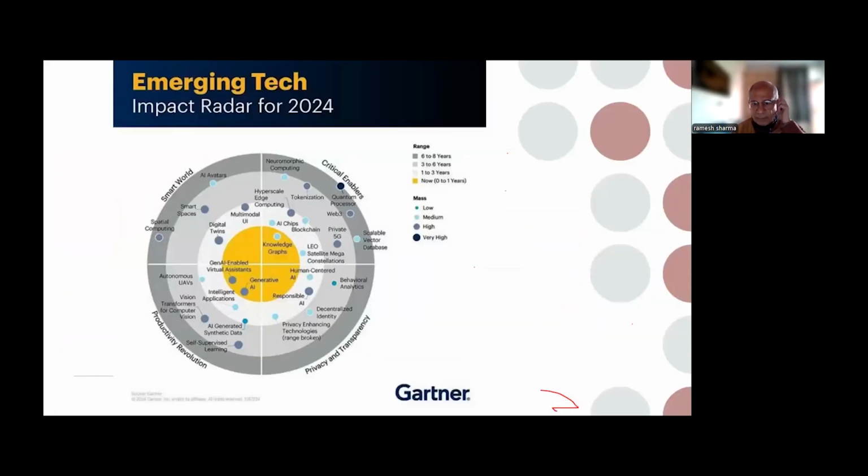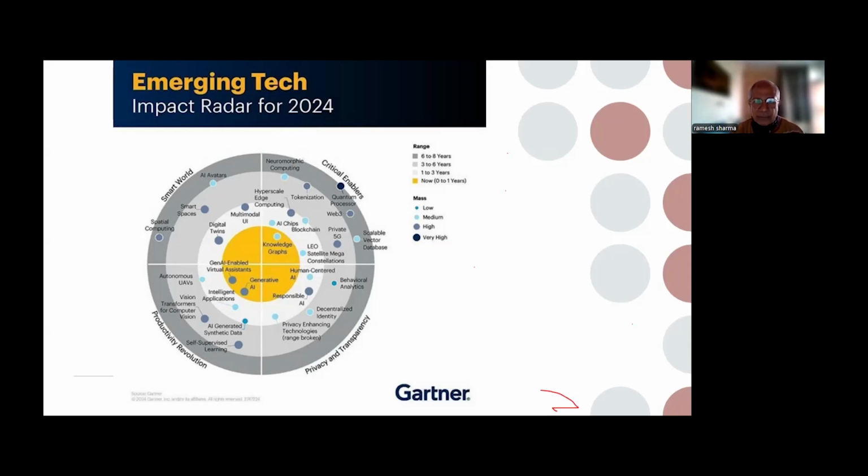This is the impact radar. Although now we are in 2025, it's hardly the month of January, so this image still stays valid. The yellow yolk in the center is the current stage, where we have generative AI, generative-enabled virtual assistants, human-centered AI, and knowledge graphs. But then the work is going on from 1 to 3 years, 3 to 6 years, 6 to 8 years, on how technology using AI is impacting.